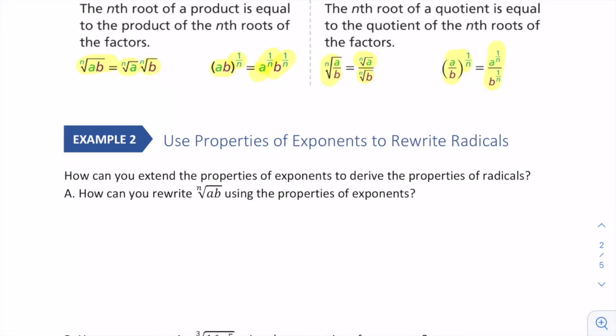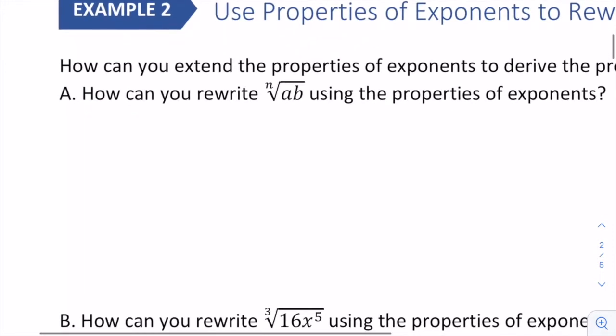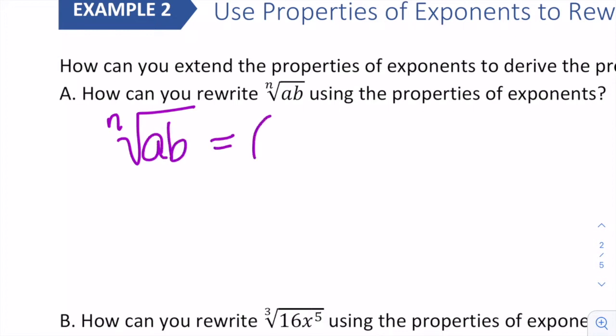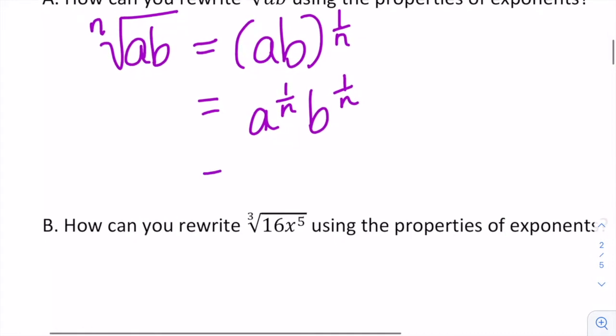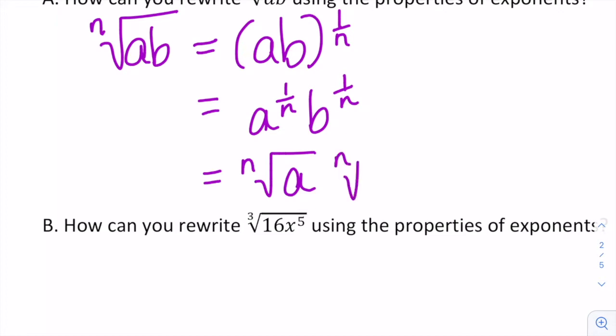So here we have the nth root of ab. We're going to change this into exponents so we can prove that this works. So this will be ab raised to the 1 over n. And we know that that's going to be a to the 1/n times b to the 1/n. Well, that must be the nth root of a times the nth root of b, right? So we just proved that these two are going to equal each other. So we could separate what's under the radical.